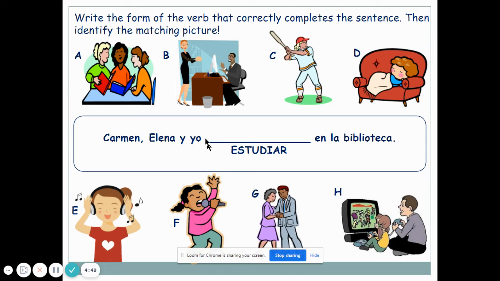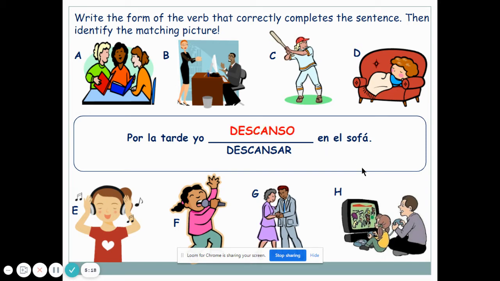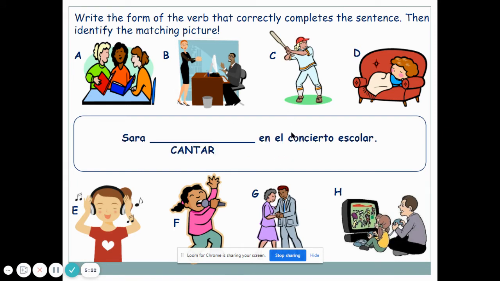Carmen, Elena y yo, you're including yourself. Carmen, Elena y yo, so it would be we, right? We, you drop the R and you add the ending for nosotros. Estudiamos. Por la tarde yo, this is the pronoun that we're talking about. Descansar, drop the R and put the ending of yo. So remember for yo it is o. Yo descanso. I drop the R and I put the o there.